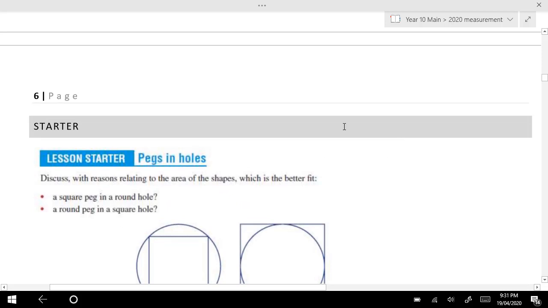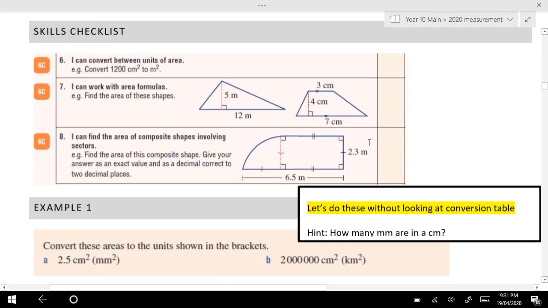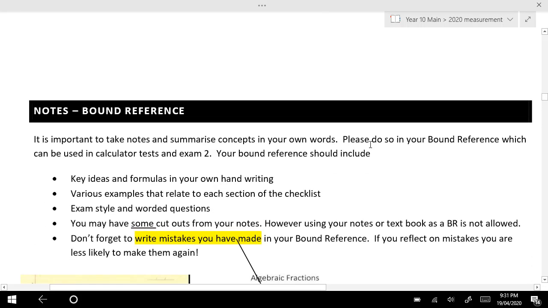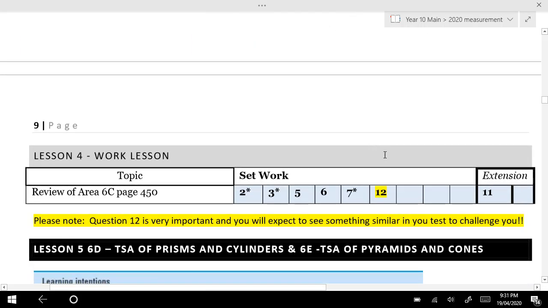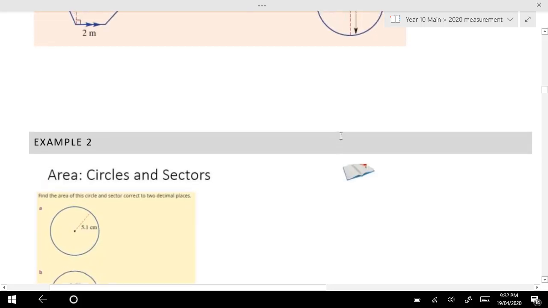Otherwise, I'm going to go through the examples for page 6, 7, 8, and then, of course, you'll be able to have a go at these questions here. And we'll have a period and a half to work through those questions. All right, so let's get started.